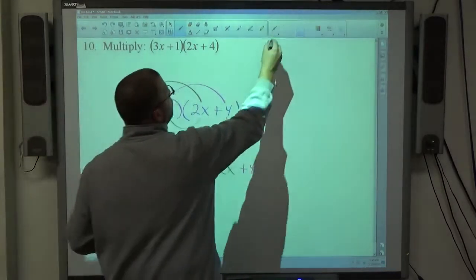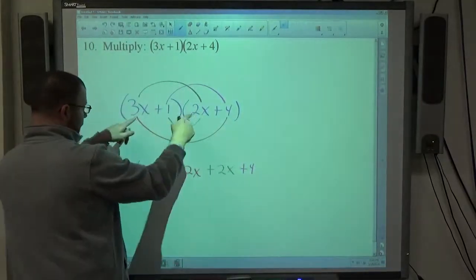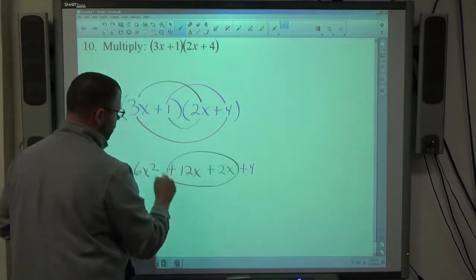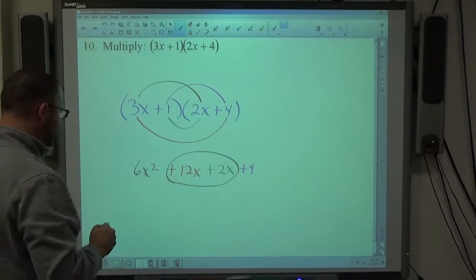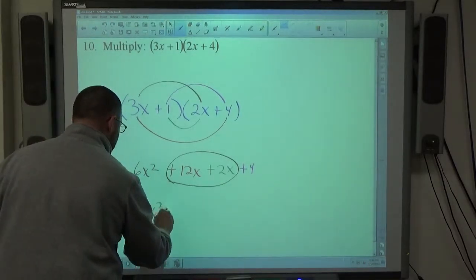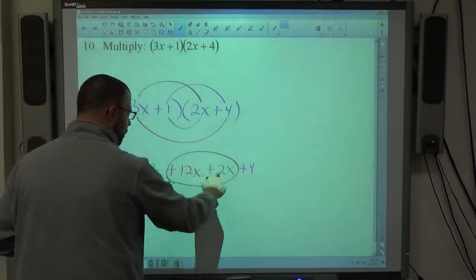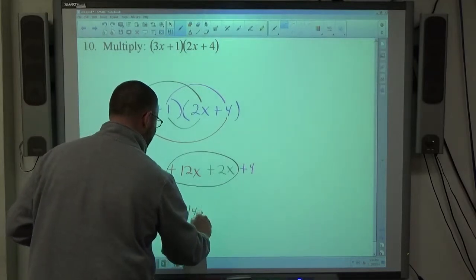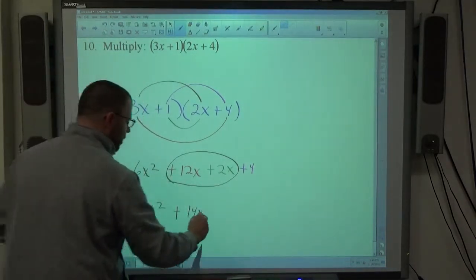And typically when you multiply binomials that are linear like this, you're going to get like terms. Expect that, so be ready for that. 6x squared is fine, there's no other x squared terms. 12x and 2x makes a total of 14x, adding because the signs are the same, and then plus 4.